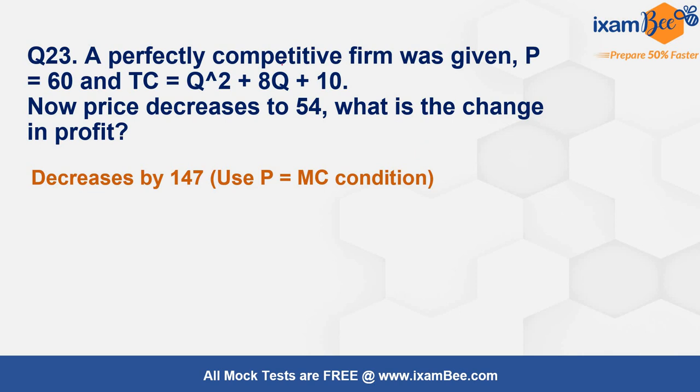Next question was that for a perfectly competitive firm, the price was given and total cost was also given, and then it was said that the price reduces to 54. So what is the change in profit level? So it's a very easy question. Use the profit maximizing condition, P equals MC, and then find out profit at the initial price level and then profit at the next price level, and then take the difference of these two.